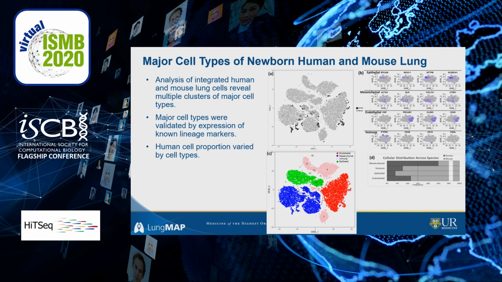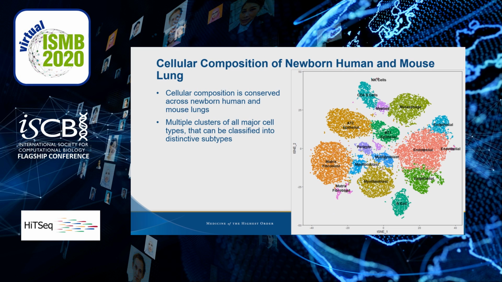However, we could see that because the human cells had very few epithelial cells to begin with, we could only get less than 5% of epithelial cells. However, at least 25% of all mesenchymal cells were from the humans, and almost 12% of the endothelial cells were from humans. So the human cell proportions did vary by cell types, and we further looked at the cluster markers to identify the cellular subtypes of each of these major cells, and the cellular subtypes were almost similar to what they were in the humans only.